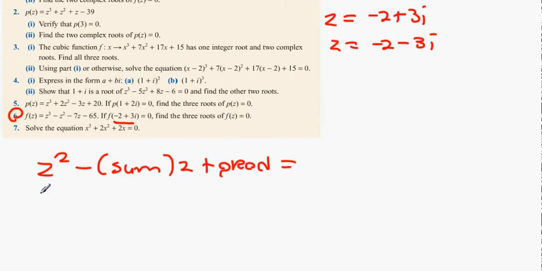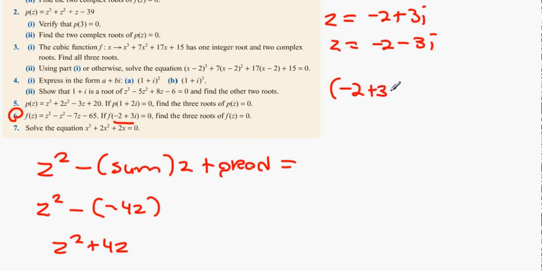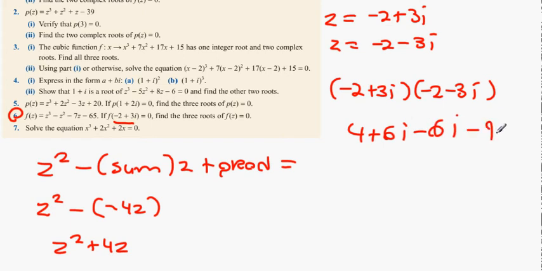So it's going to be z squared minus the sum of them. When you add them together, it's going to be minus 4, so minus minus 4z, which is z squared plus 4z, plus the product. So when we multiply these by each other, we're going to get 4 plus 6i minus 6i minus 9i squared, minus 9 times minus 1 is plus 9, so we're going to get 13. Okay, so z squared plus 4z plus 13.